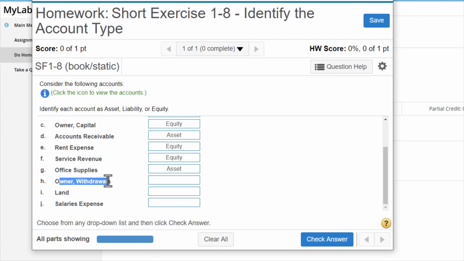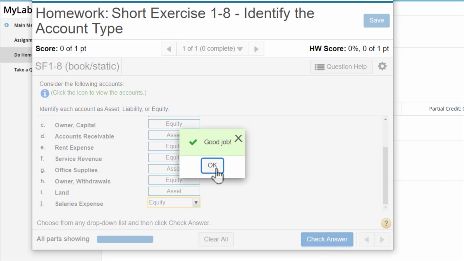And then owner withdrawals. Is that an asset, liability, or part of equity? It's part of equity. And how does it affect equity? It makes equity go down. Land, this should be pretty easy. That's an asset, has a future value. And then salaries expense. Just like rent expense, it affects equity. Check our answer. Good job.